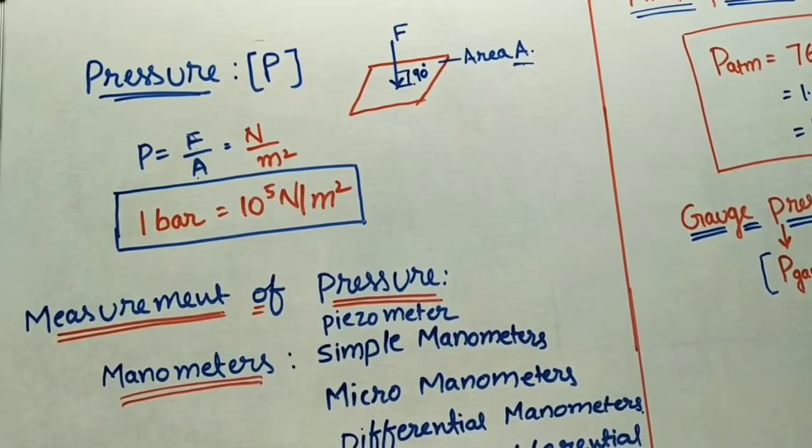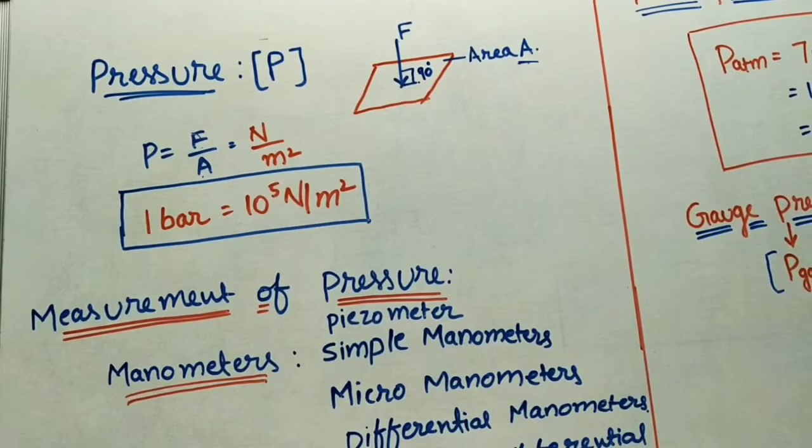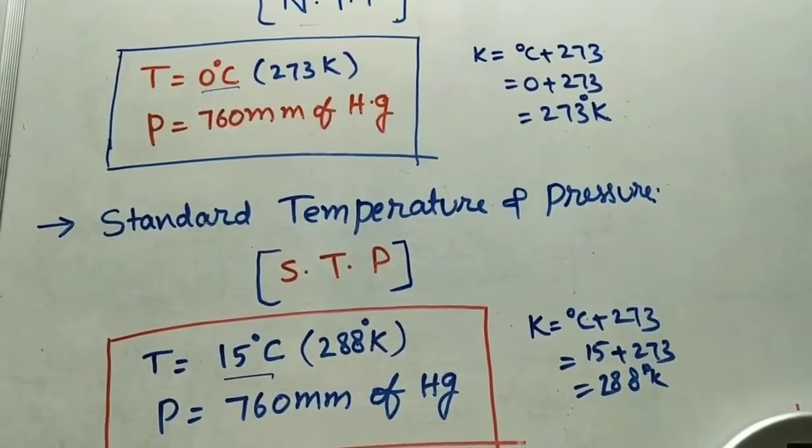In today's class, we will discuss in thermodynamics what is pressure, what is atmospheric pressure, what is gauge pressure, and what is absolute pressure. At the end, what is the zero absolute pressure. Let us take one by one.